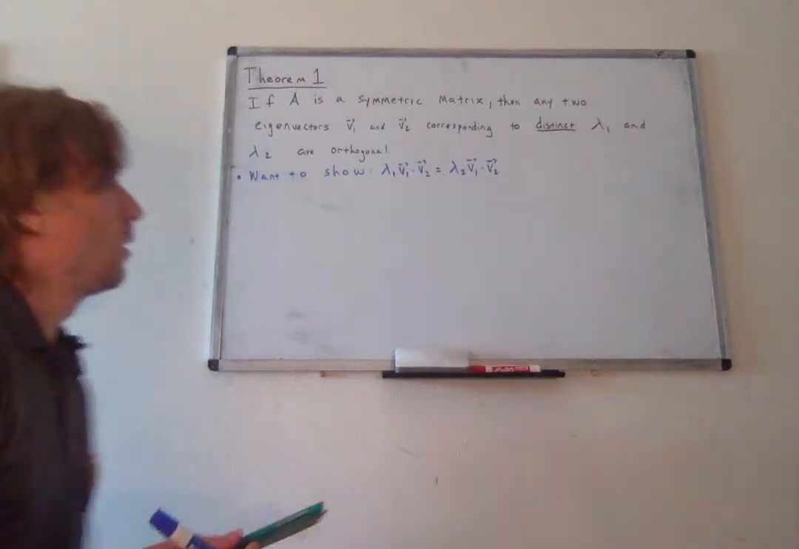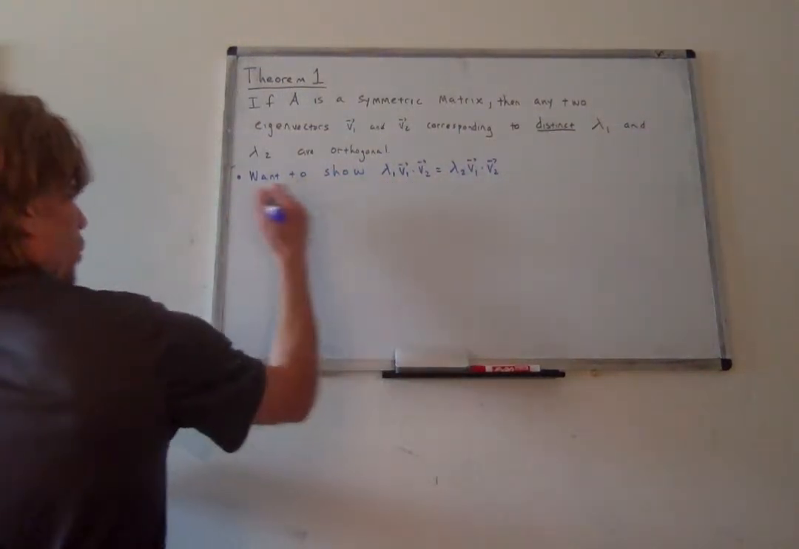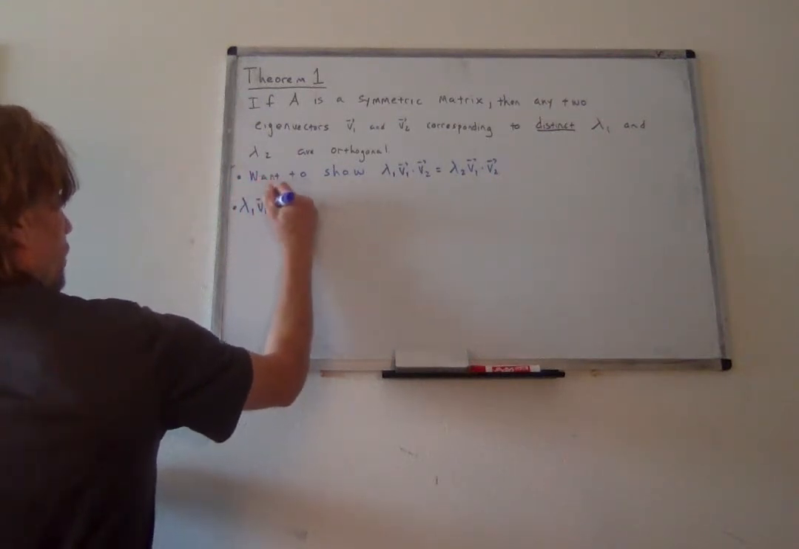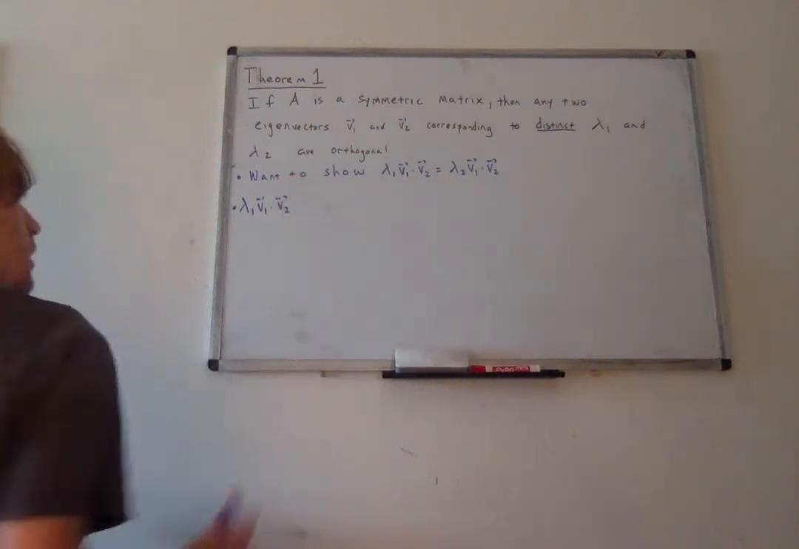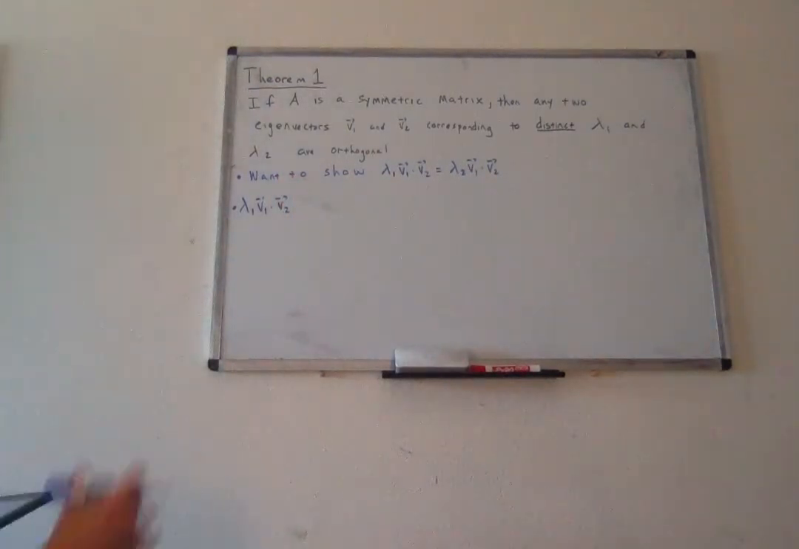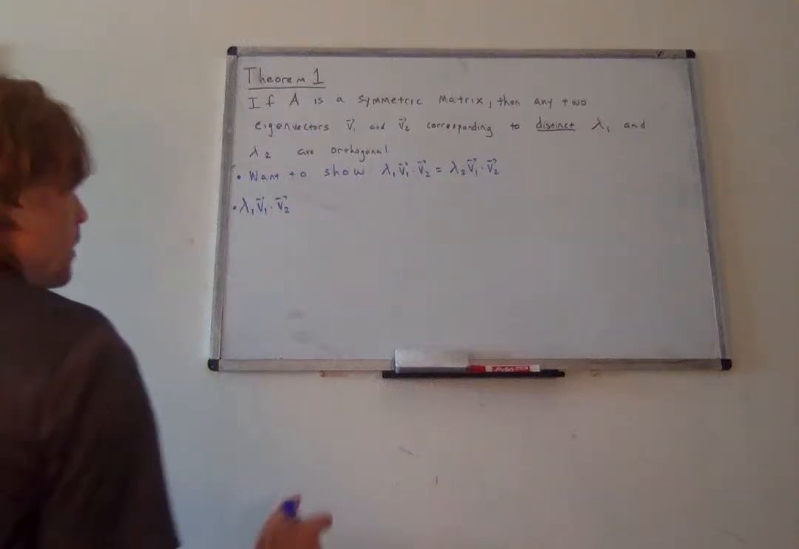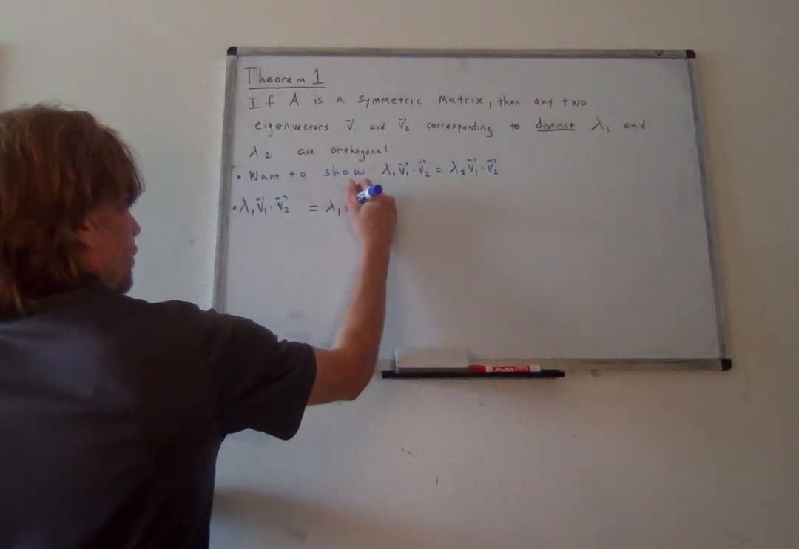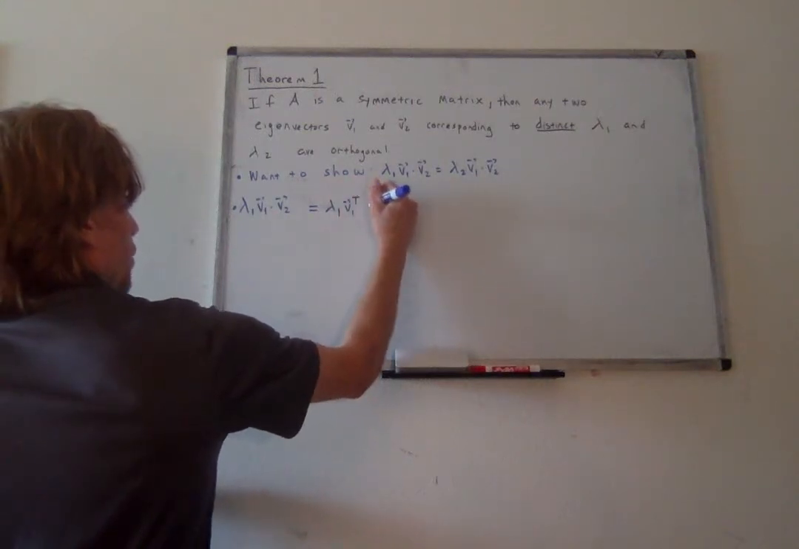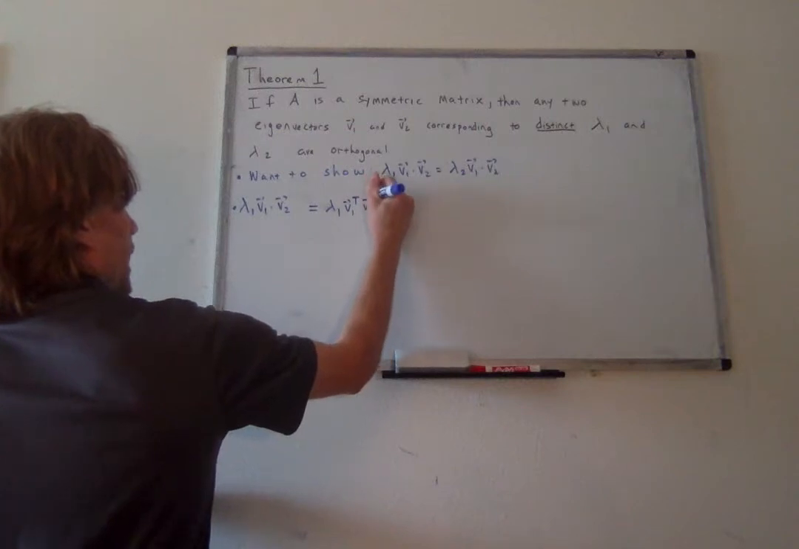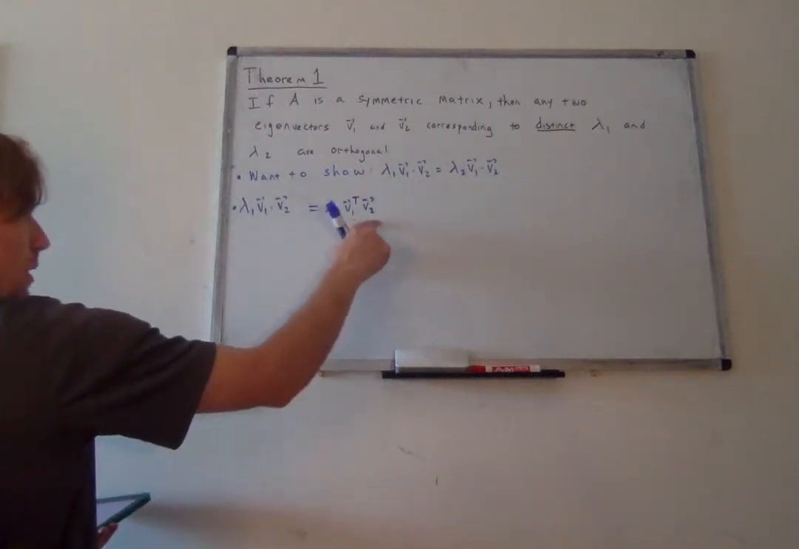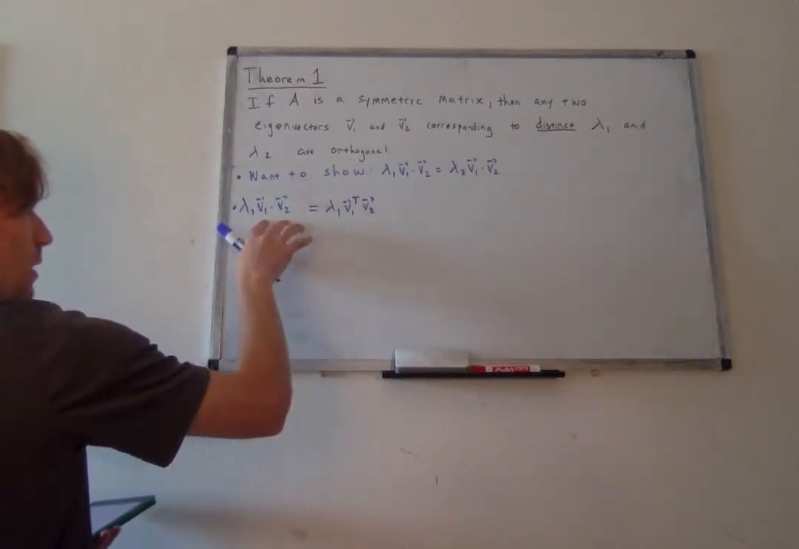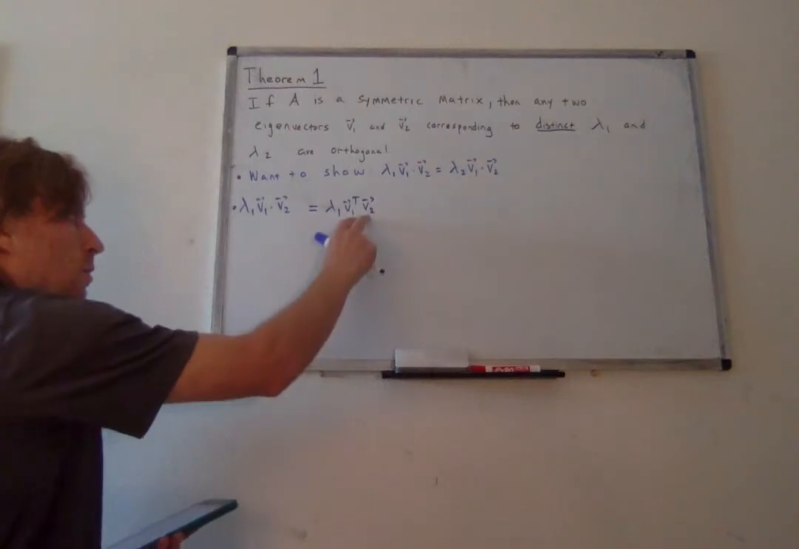All right, so the way we're going to do this is we're going to start with one side of this equality. So we'll start with lambda 1 v1 dot v2, and we will work our way to the other side of this equality. The first thing I can do is apply the definition of the dot product to turn this into an actual matrix-vector product of v1 transpose and v2. Remember, this is equal to the dot product. I think the dot product is just better notation for this.